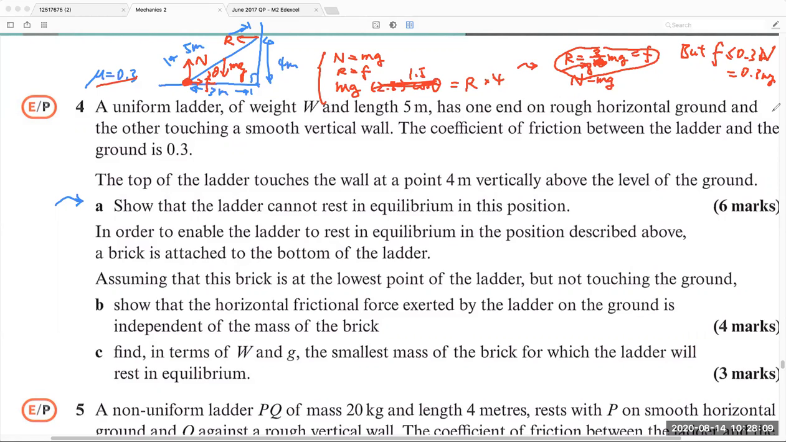Wait, when you're drawing the diagram, why can't the 3 meters be on the vertical and the 4 meters be on the horizontal? Does that matter, or can you do either one? No, the question right there says 4 meters above the level of the ground. Oh, I didn't even see that. Okay.